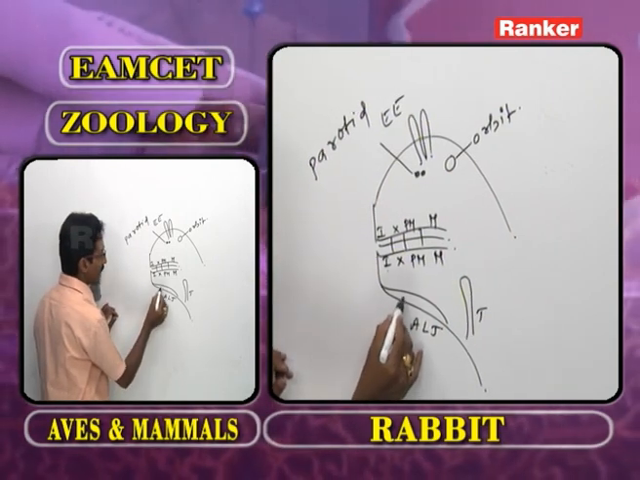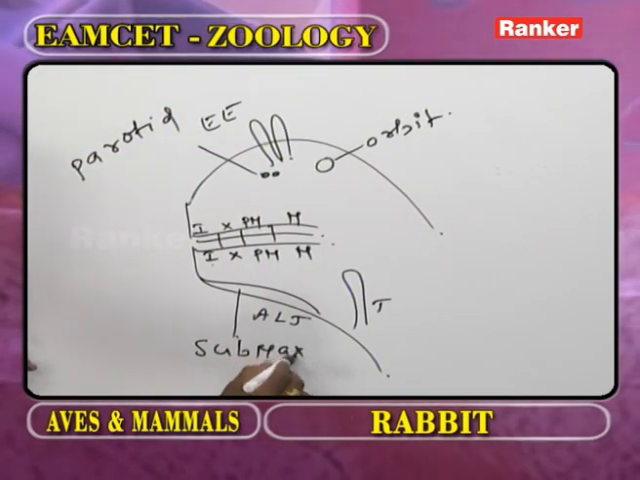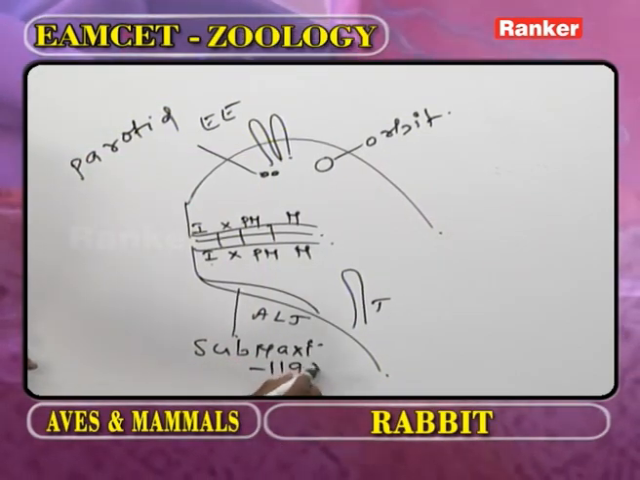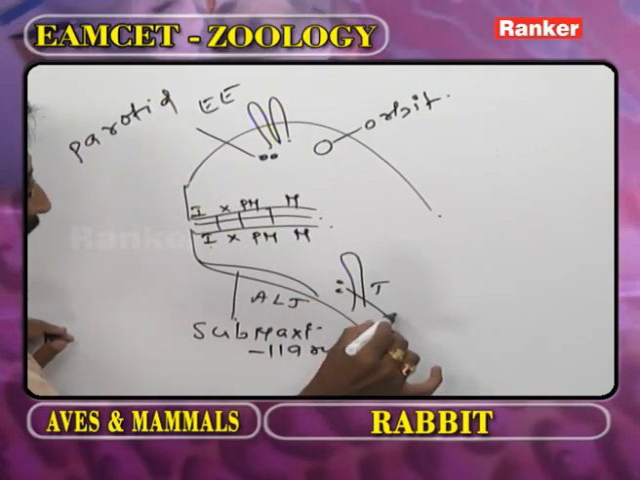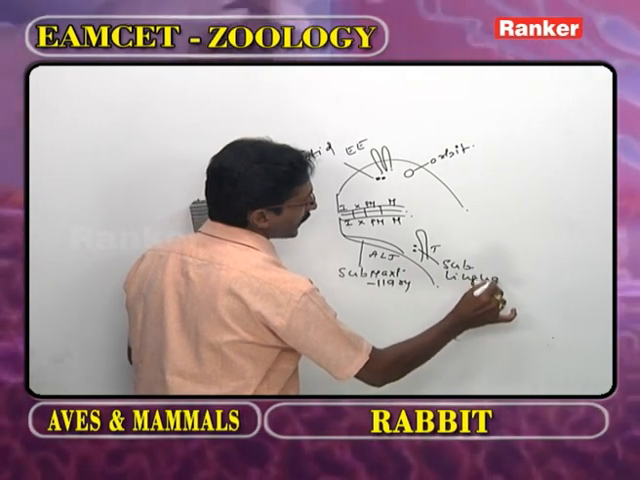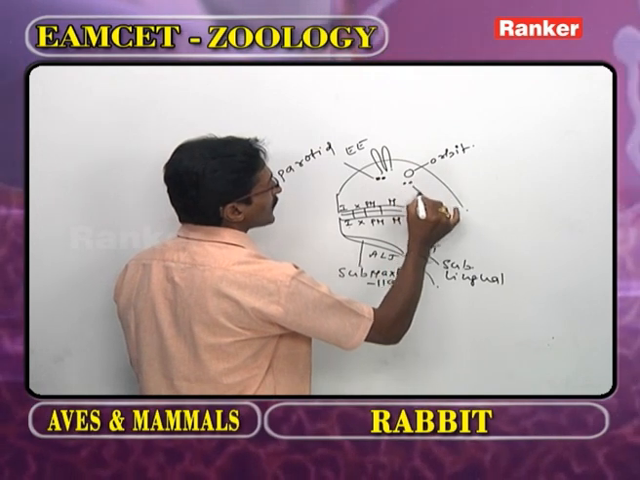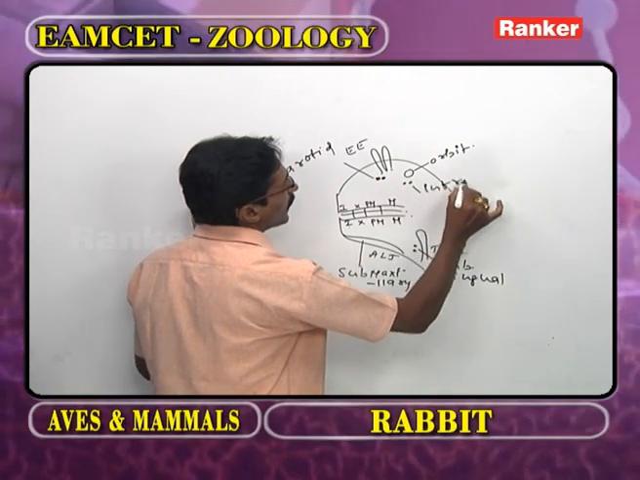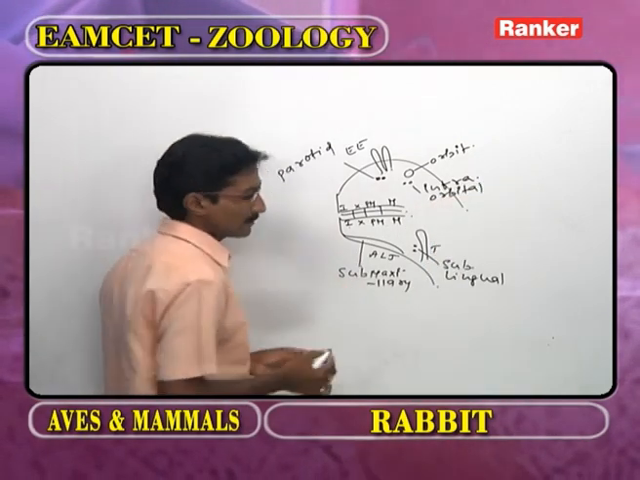Now at the angles of lower jaw, what type of salivary glands? Submaxillary salivary glands. And below the tongue, what type of salivary glands? The sublingual salivary glands. At the base of orbit, what are present? Infraorbital salivary glands are present.